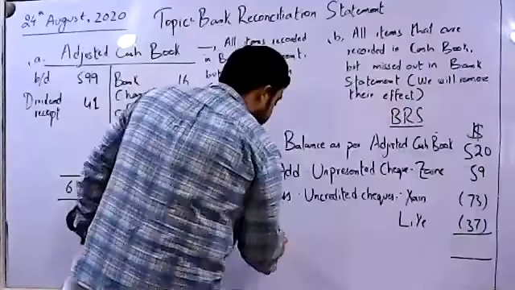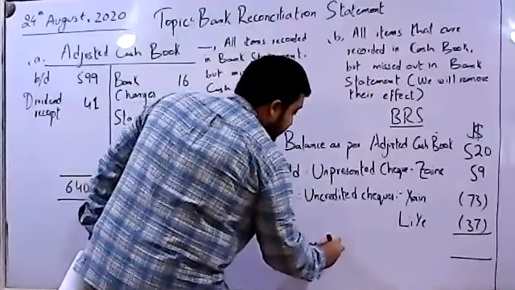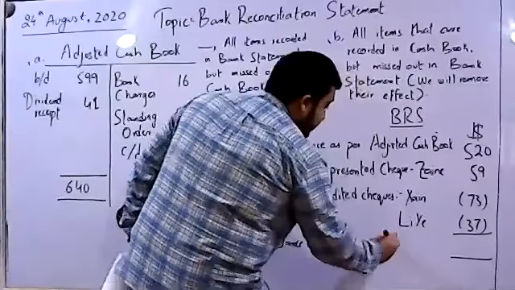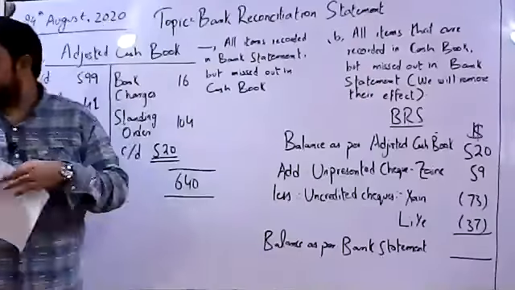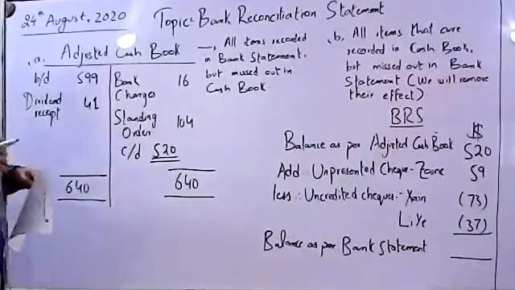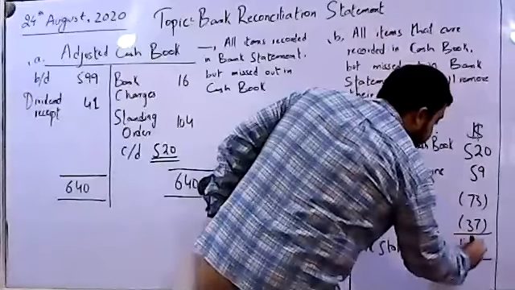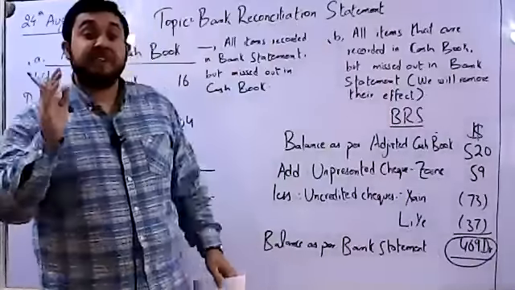After making the above adjustments, this is the balance as per bank statement. Okay, let's do the math over here and see what result we get. 520 plus 59 minus 73 minus 37. The answer that we have is 469, and this is a debit balance. Obviously, it is a positive figure, so that is why it is a debit balance.